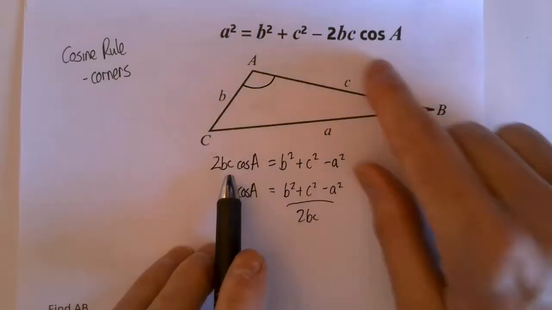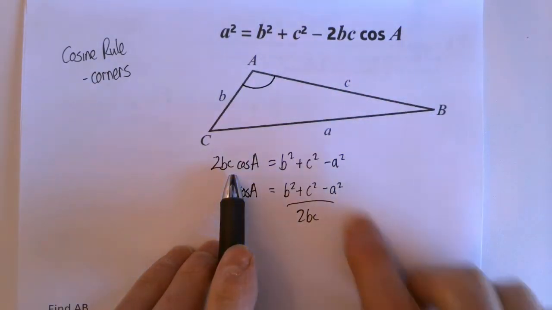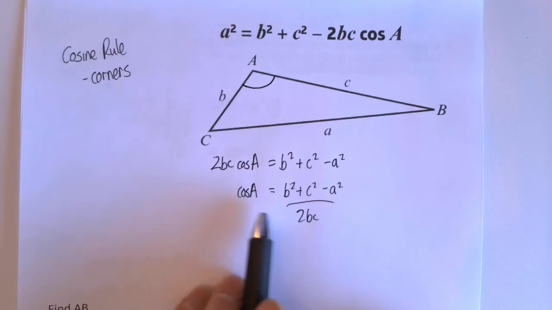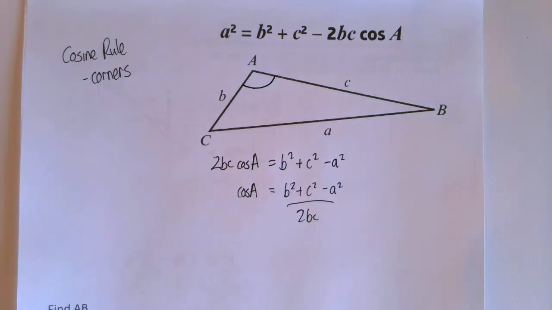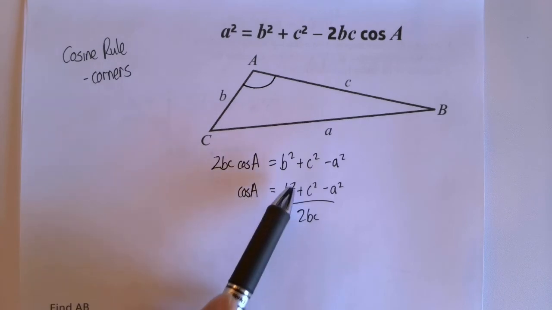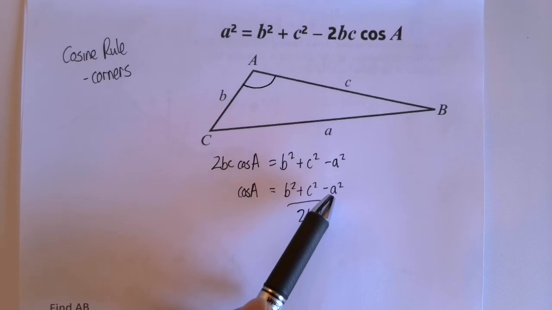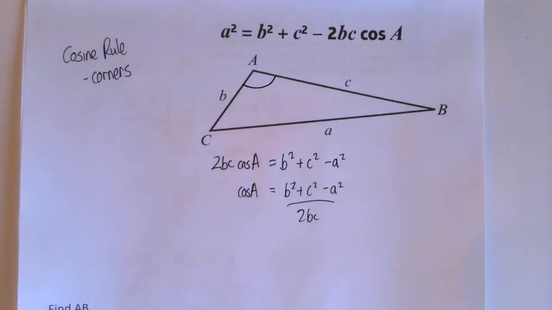So I added 2bc cos A, that's one term, to both sides and I subtracted a squared from both sides to give me that, and then I divided by 2bc. So this allows me to find the angle if I know the three sides, and it's important that I label the side opposite the angle I'm trying to find little a. The other two can be b and c, it doesn't matter which way around.